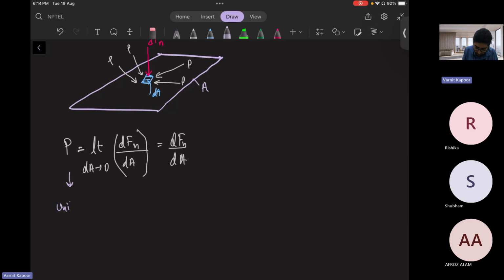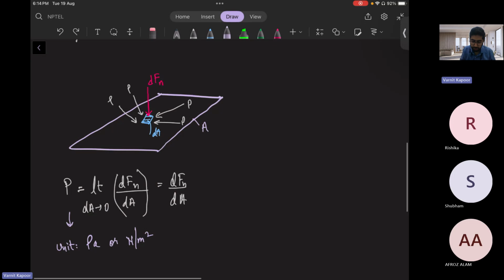Unit is Pascal or Newton per meter square, because force has a unit of Newton and area has a unit of meter square, so Newton per meter square. Okay, this was a scenario where pressure was acting at a point and we have considered the normal force.